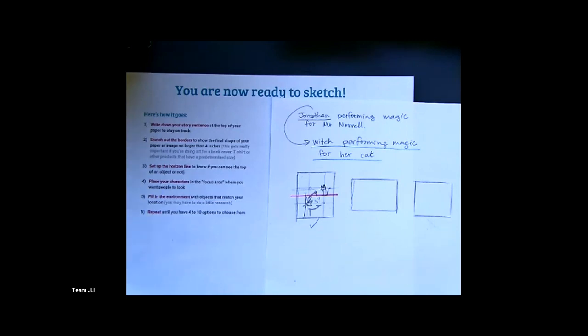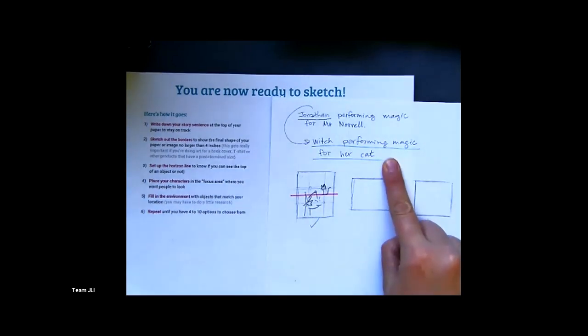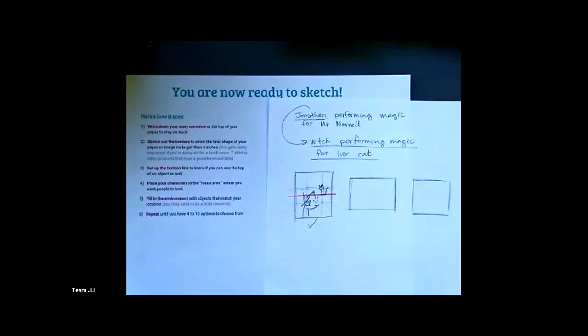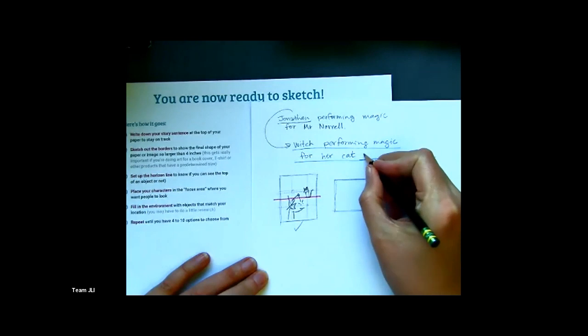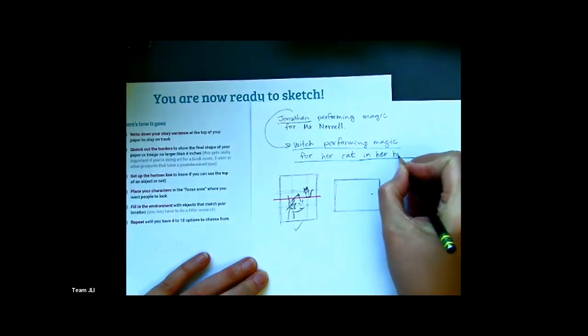After you've put in your characters, you're going to doodle in a couple of environmental things. So is my witch inside or outside? I didn't say. Oh, you guys didn't catch me. Look, I have no location. So I got to stick that in. For her cat, where? Outside, inside? I'll say inside. In her house.